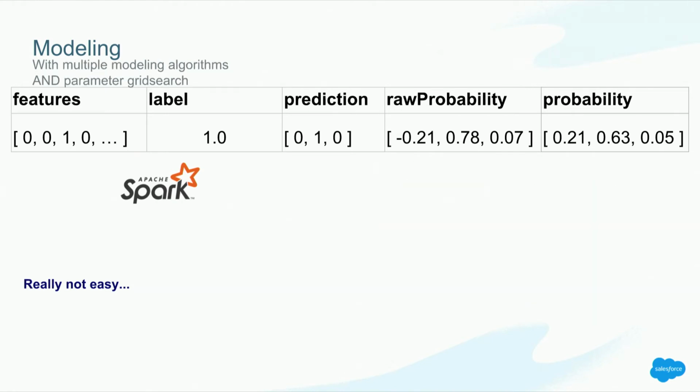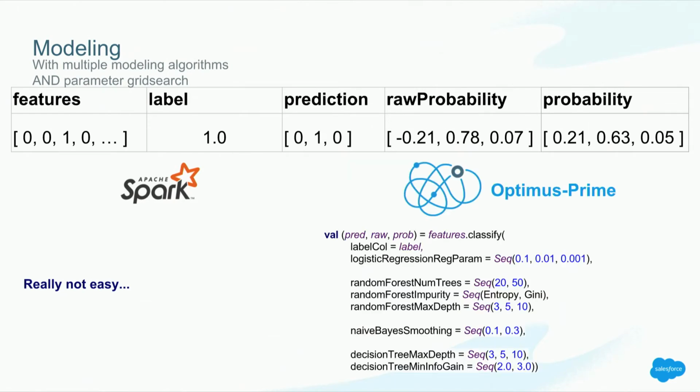And lastly, say we want to combine all this together. We want to train multiple models. We want to do different parameters for each model in a huge parameter grid, and we want to pick the absolute best model for a particular customer for their particular data. That gets really, really hard in Spark. So to do that in Optimus Prime, it gets long, but we can specify, again, a sequence of all the different parameters we want to try for each model within this classify method. And what it will do, it'll iterate through each model, through each combination of parameters, and pick the very best one in performance in terms of their cross-validation.